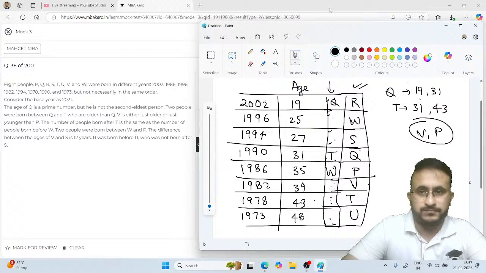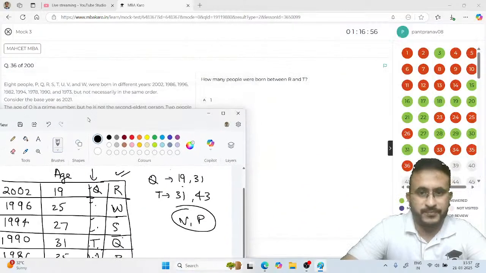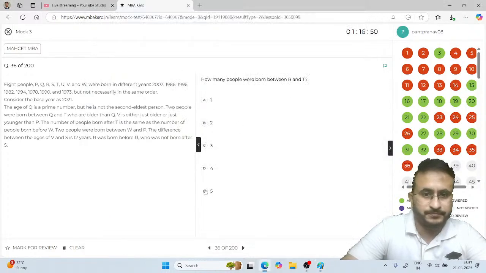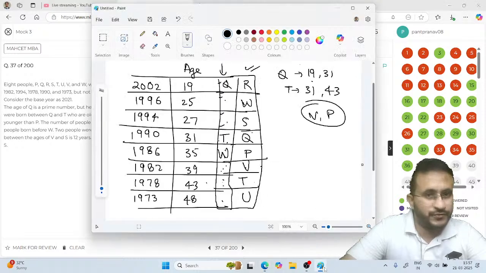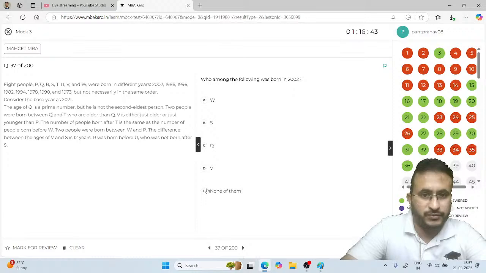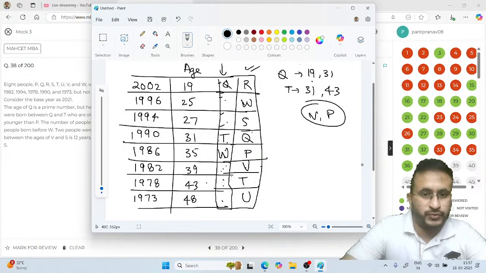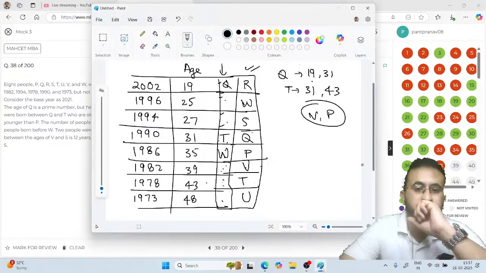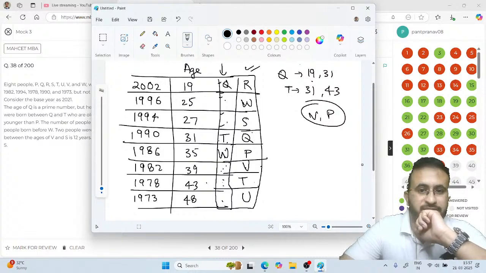RWSQPVTU. R and T, how many people are born? 1, 2, 3, 4, 5. 5 people are born. 2002, we have R who is born in 2002. Older than U. So U is the oldest. So none of them is. Okay. That means our answer is coming out wrong.